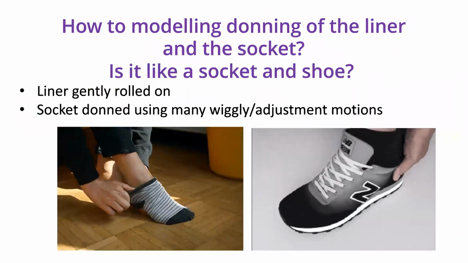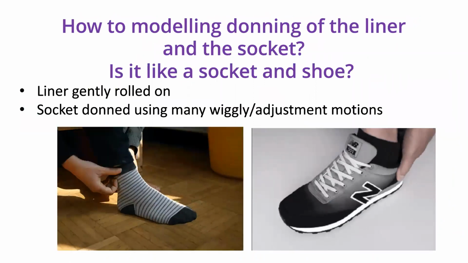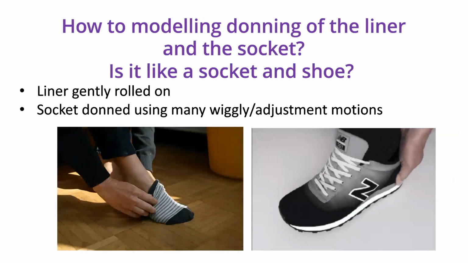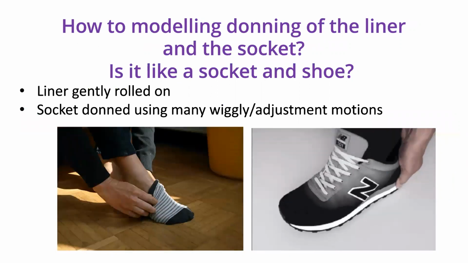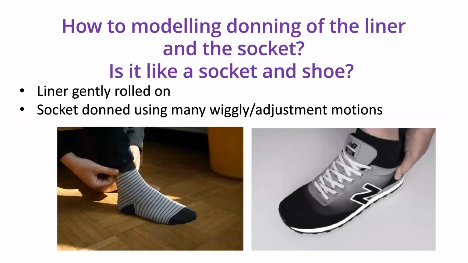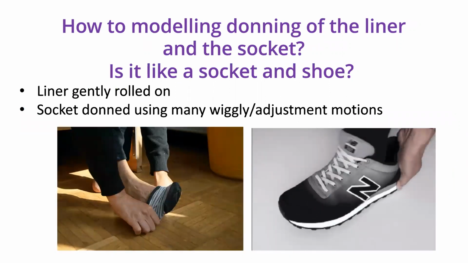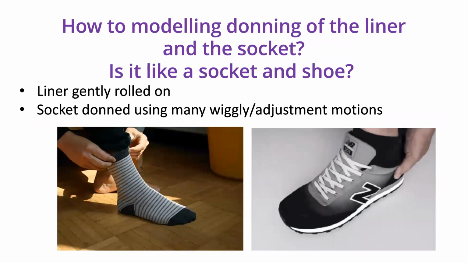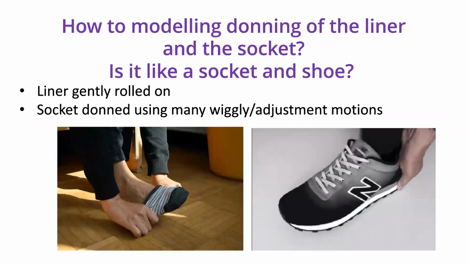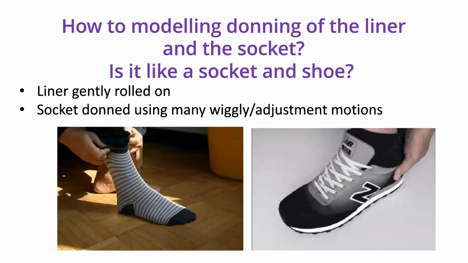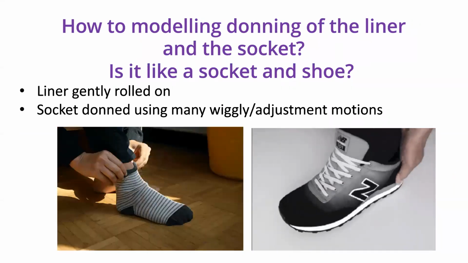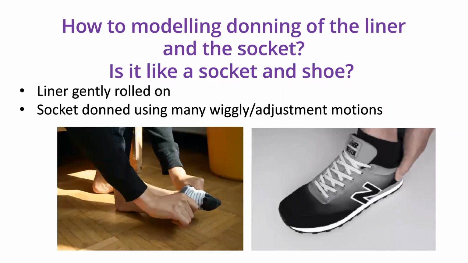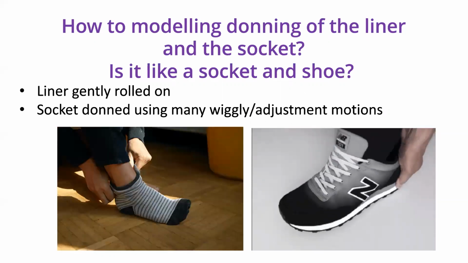Right, so how do we model donning of the liner and the socket? So a liner is kind of like a sock. So this master Jedi of putting on socks on the left, I'm saying that because that person seems to be really good at it. When I do it, sometimes I have to adjust where my big toe has to go. I'm not sure if you ever have that problem. It's like, oh damn, I put on my sock, but it's twisted. I have to do it again. Also, when you put on your shoe, I never put it on that smoothly. I tend to have to wiggle my foot a little bit to settle in my shoe.